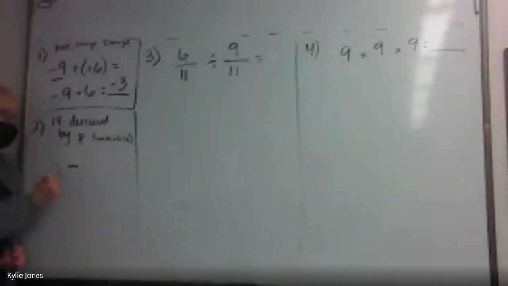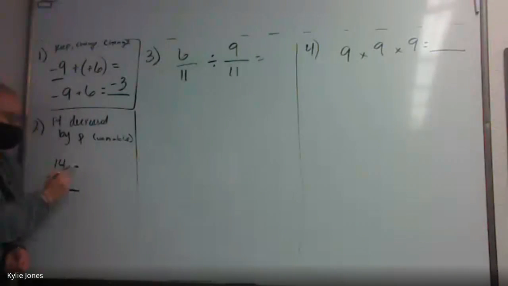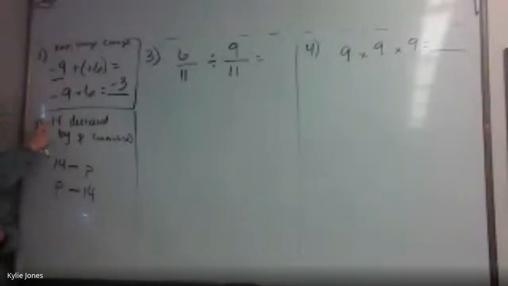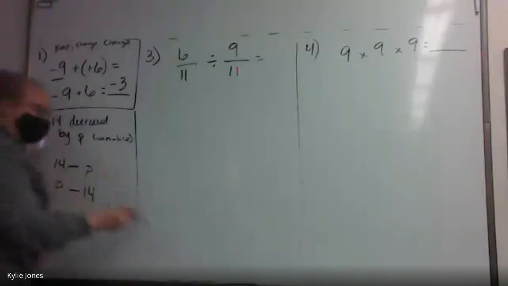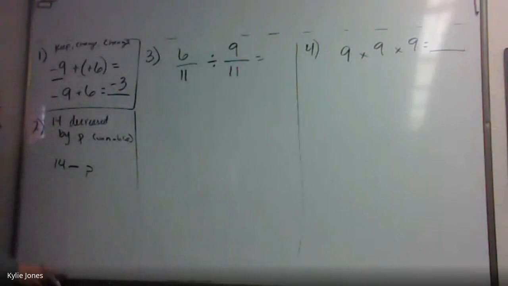Now, there's 2 options here. It's either going to be 14 minus p or p minus 14. We're taking the number 14 and decreasing it by p. So which should come first? 14 should come first. 14 decreased by p. Okay? So this one just goes right in order. 14 decreased by p. That's the answer? Yeah, this is your answer. Your expression. Wow. I know.